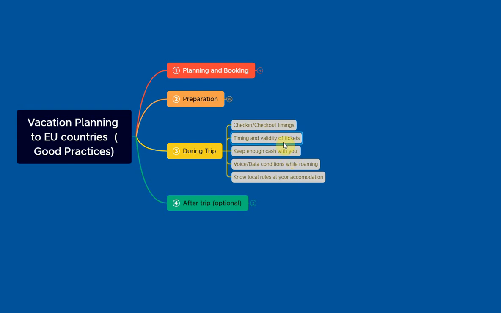Also, if you have purchased some tickets in advance, be sure that the timing and validity of your tickets are within the planned duration of stay. It is definitely a recommendation to keep enough cash with you, in case some unexpected expense comes up, so you shouldn't be running for ATMs. Also, if there is a special voice or data condition for your mobile roaming, to avoid paying unexpected expenses, check them in advance, and if necessary, deactivate them during the trip.